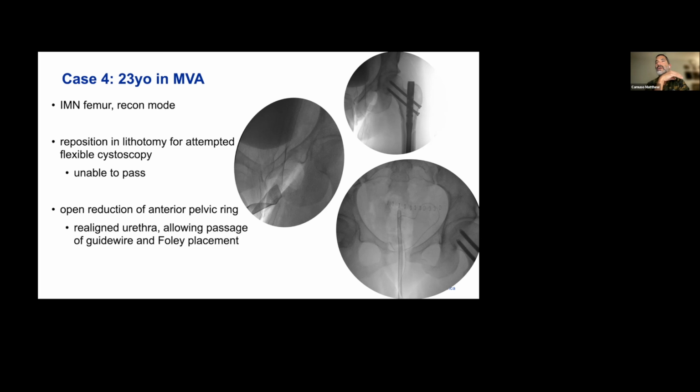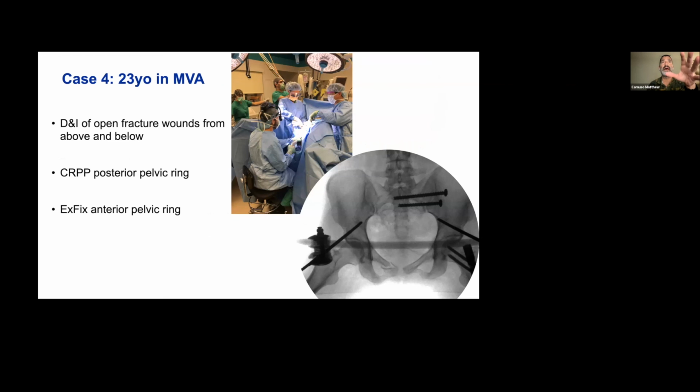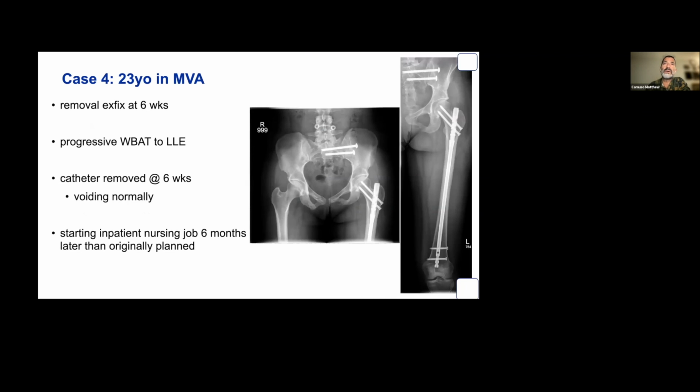That's all she needed. And then we fixed her posterior pelvic ring and put a frame on the front, and washed out her wounds. You never want to be that guy who's washing out wounds with a patient in the lithotomy position, but there I am doing it. But I still didn't want to put a frame on the front because of the open fracture wounds, but she went on to heal the front of her ring with reasonable alignment. Her femur was never an issue. And most importantly, she had her catheter removed at about 6 weeks and was voiding normally.